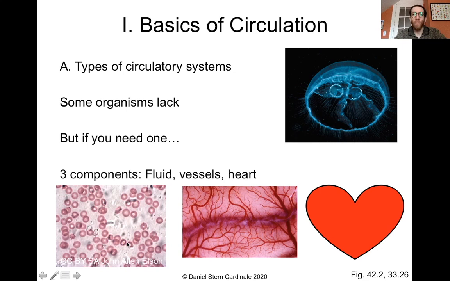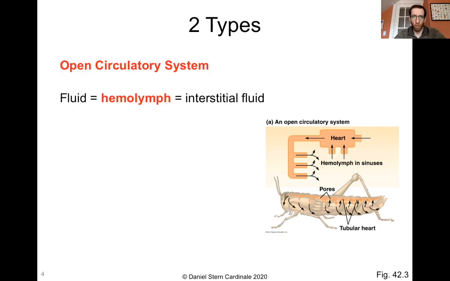And then you need two physical components, two actual structural components of the system. You need vessels that the fluid is going to flow throughout the body, and you need a heart, a muscle that is going to move the fluid through the vessels. So all of the circulatory systems we're going to look at today have these three components: fluid, vessels, and a heart. There are two types of circulatory systems.